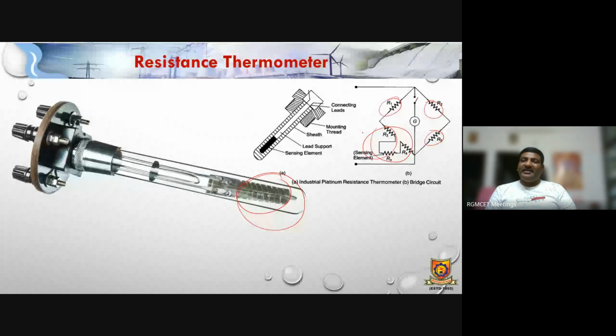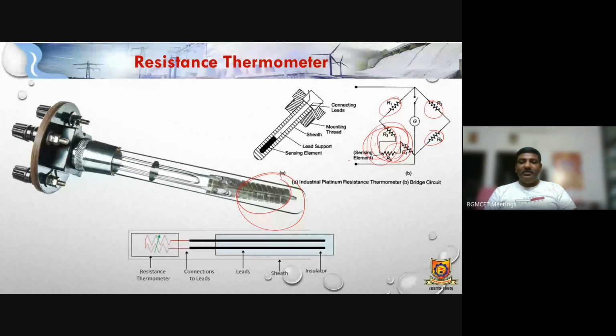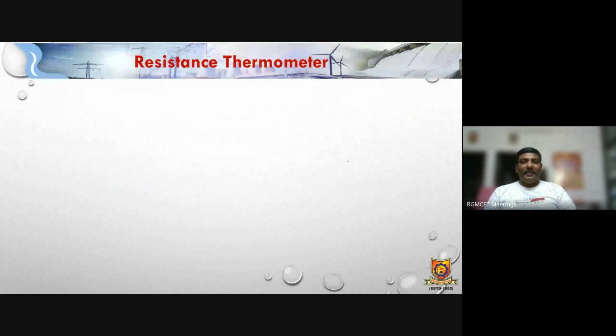So these three are fixed resistors. Then these resistors are going to be changed based on the amount of temperature, so that the bridge can be balanced accordingly. So the leads, how they have to be connected, where the insulating materials are, and these things are there.